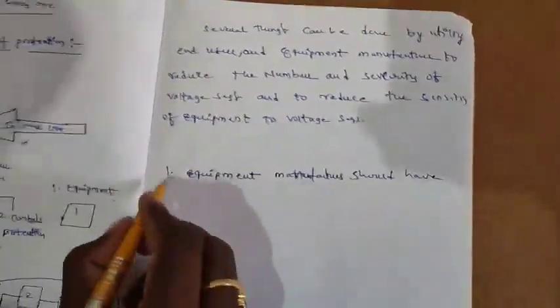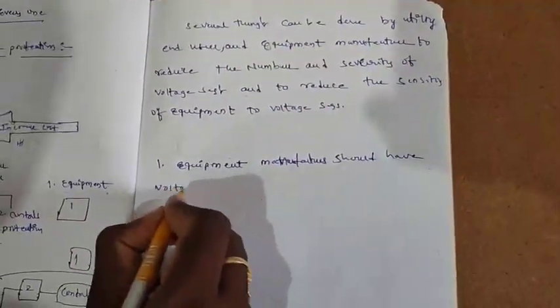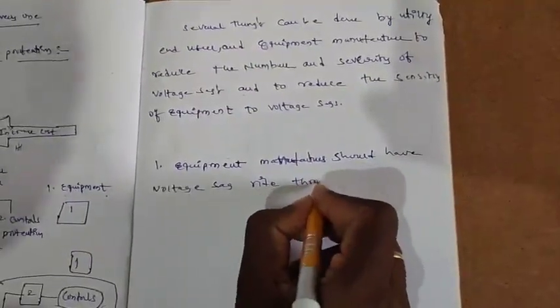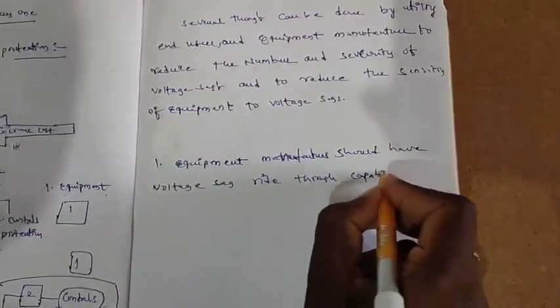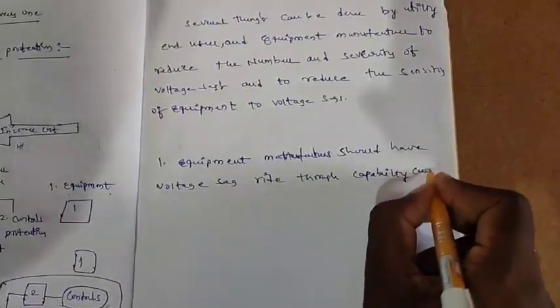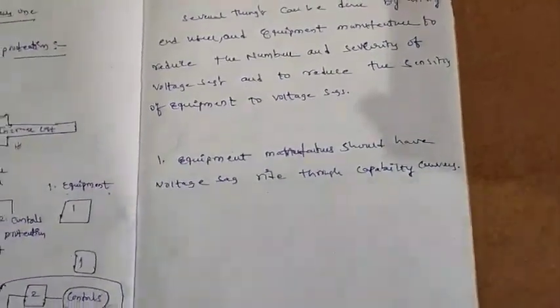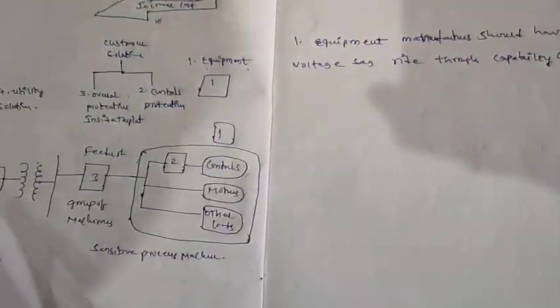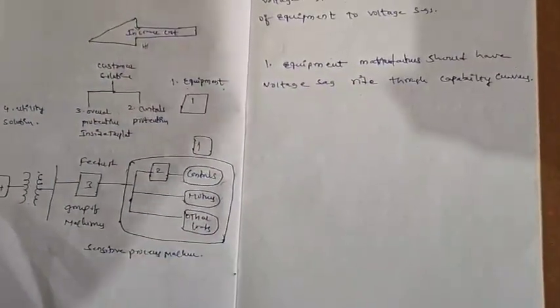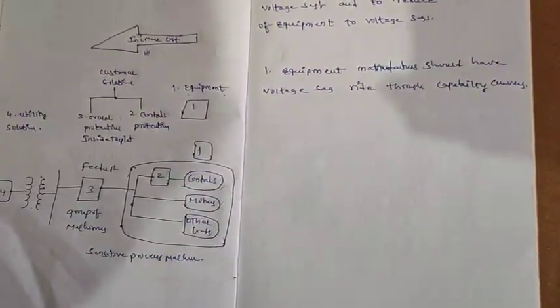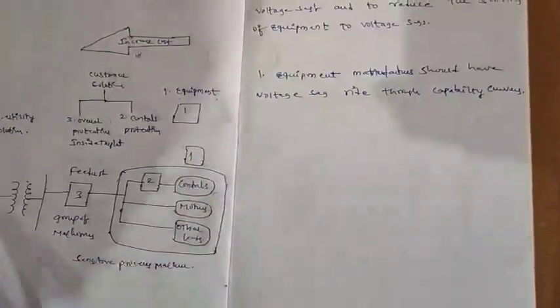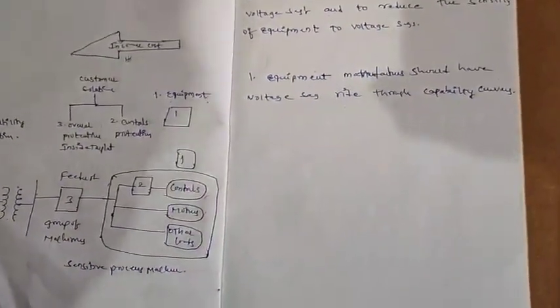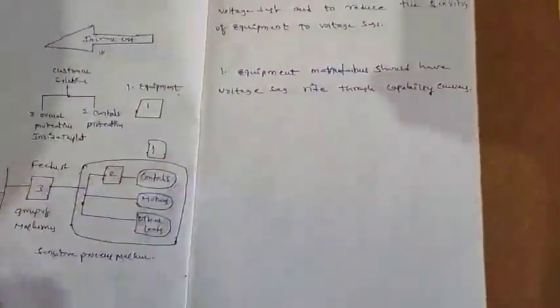Equipment manufacturers should have voltage sag ride-through capability curves. What are those curves? We can discuss first the CBEMA curve and the ITI curve. Those curves evaluate the voltage power quality. That means the measurement of power quality can be done by the CBEMA curve and ITI curve. Equipment should have ride-through capability curves.